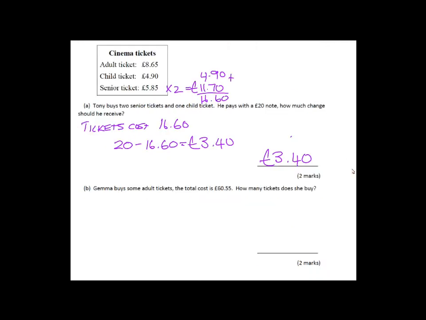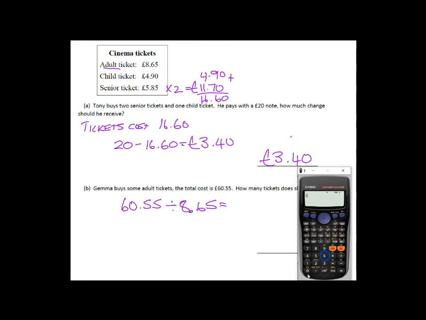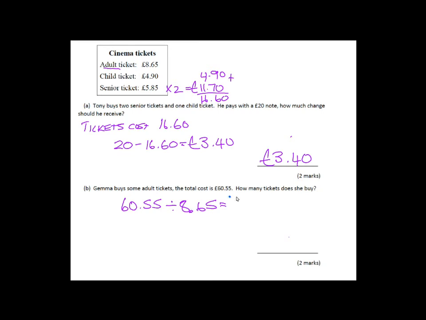Part B. Gemma buys some adult tickets and the cost is £60.55. How many tickets does she buy? So we've got £60.55 and we just need to divide it by the amount of an adult ticket, which is £8.65. Put this in our calculator. So Gemma buys 7 tickets. So on the answer line, 7 tickets, and this question is worth 2 marks.